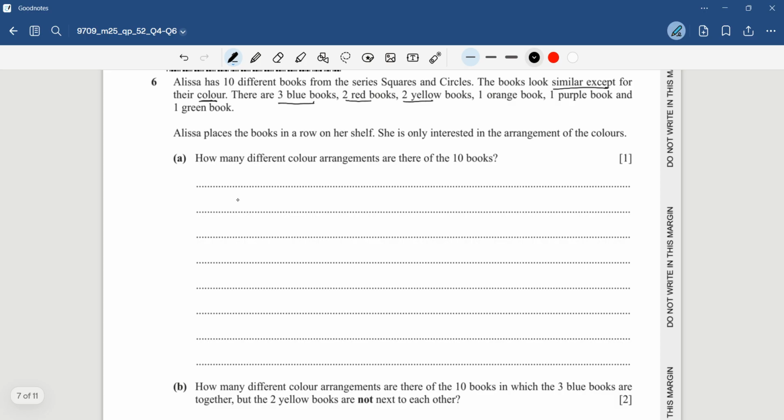Okay, so it's going to be very straightforward. So 10 factorial divided by, why divide, because there are identical books. So 3 factorial times 2 factorial times 2 factorial. So it will be 151 200.